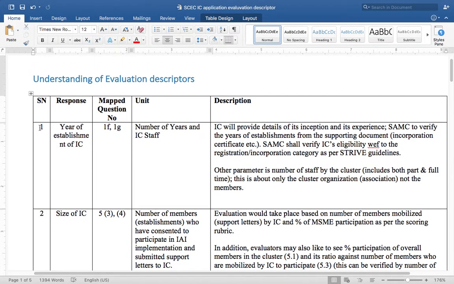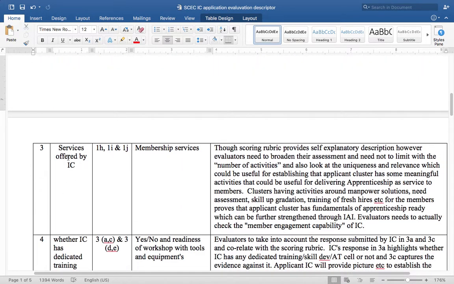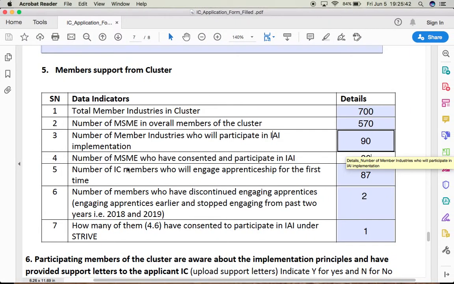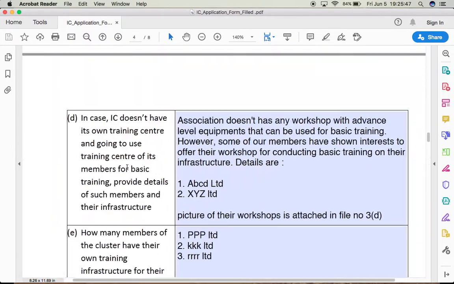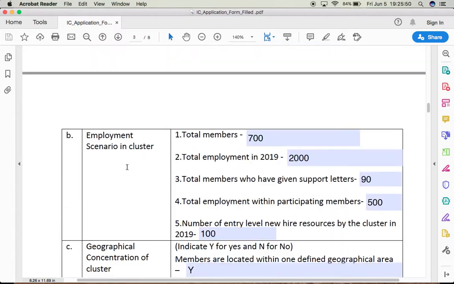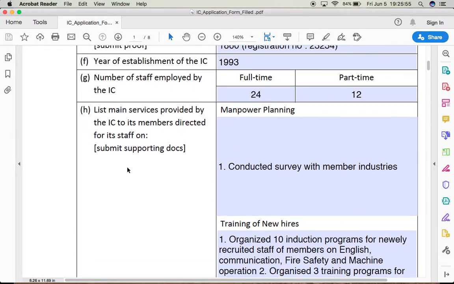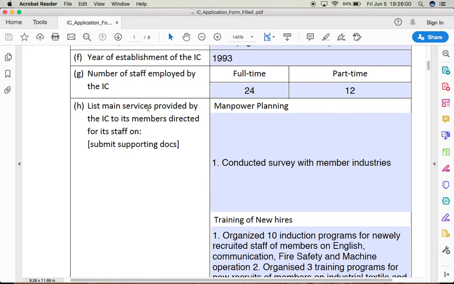Like we have given the example of questions 53 and 54, like that all the evaluation categories, like services offered by IC, can be extracted from question numbers 1H, 1I and 1J. So I'll just quickly take you through this as well. Services offered by ICs: 1H, 1I and 1J. So this is an IC application form. Suppose this is what you get from potential clusters. If you look at this, this is 1H. This is the main services offered by IC.